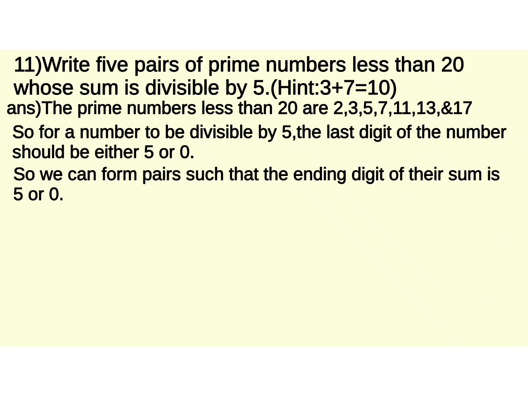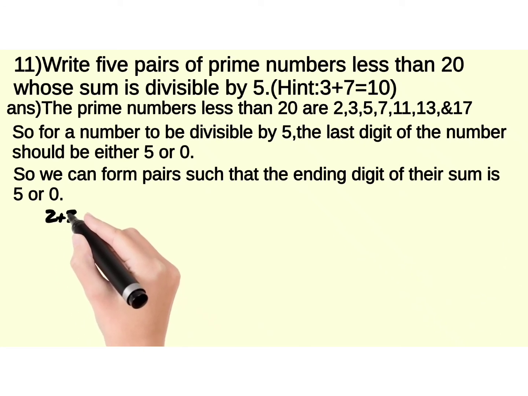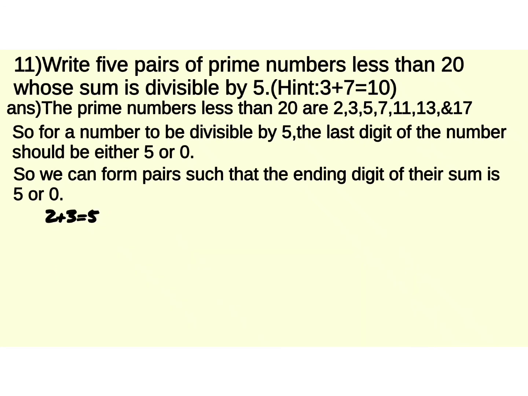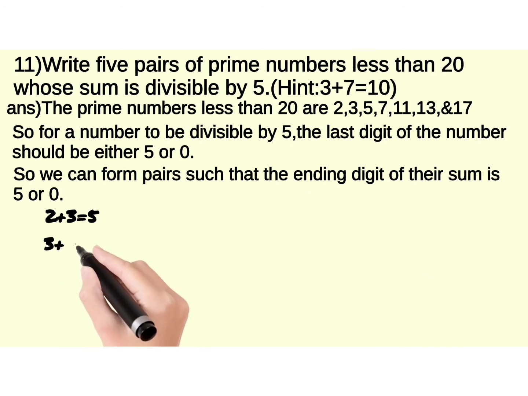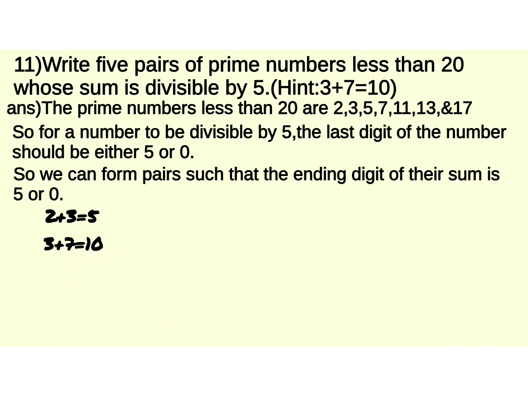So the sum of 2 prime numbers, we can take 2 and 3. 2 plus 3 is equal to 5. Here 5 is divisible by 5. Next, the sum of 2 prime numbers, that is 3 and 7. 3 plus 7 is equal to 10. 10 is divisible by 5. Next, 7 plus 13 is equal to 20. Here 20 is divisible by 5.